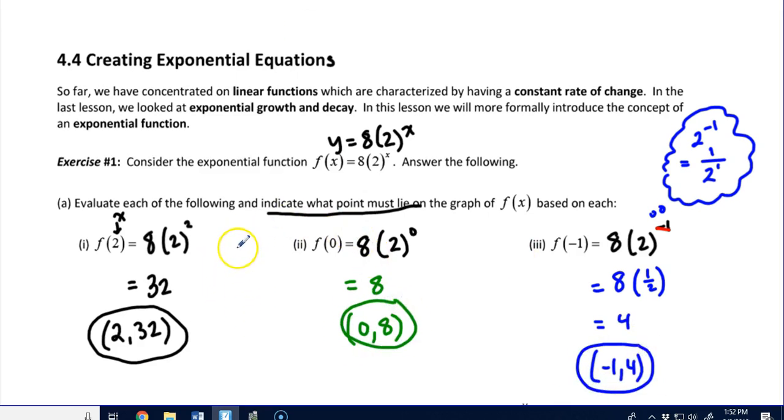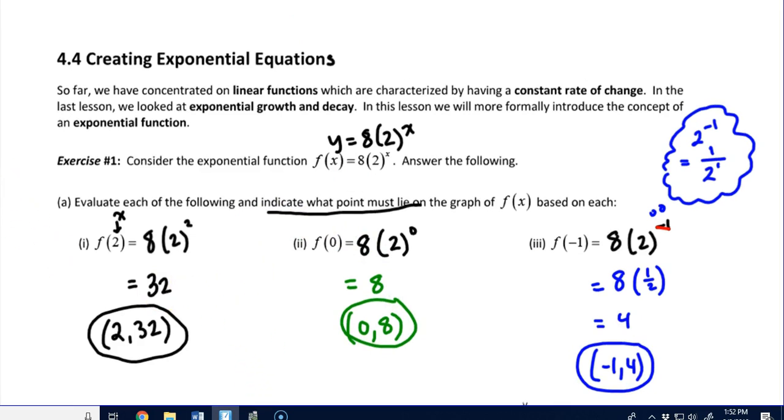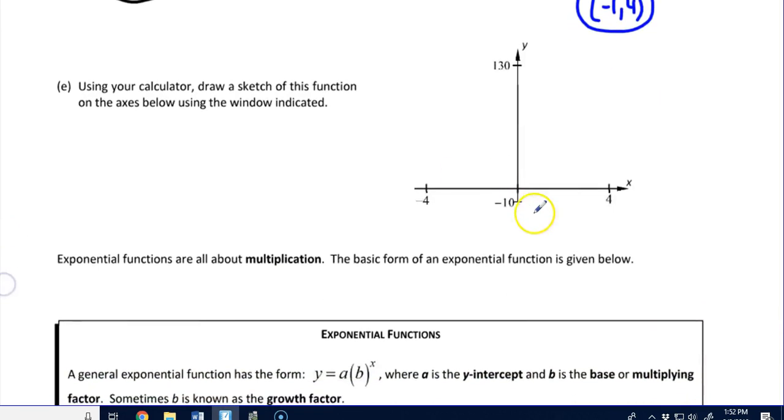Now it says use your calculator to draw a sketch of this function in that particular window that is indicated. So they're giving us a pretty big y range. Not too much in the x because these things grow fast, right? Again, we're graphing the function y equals 8 times 2 to the x. And we saw from our growth work that just means things are being doubled every time, right? So we're starting out with 8, and we're going to 16, 32, 64. It's growing pretty quick.